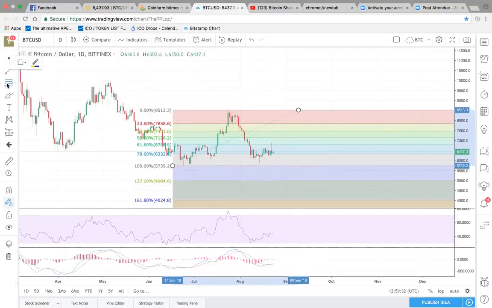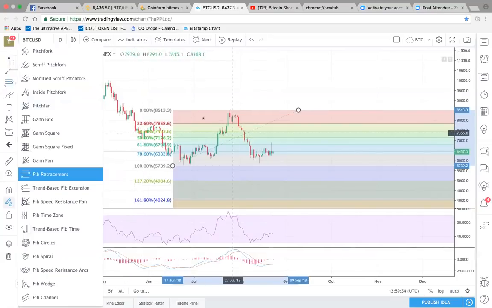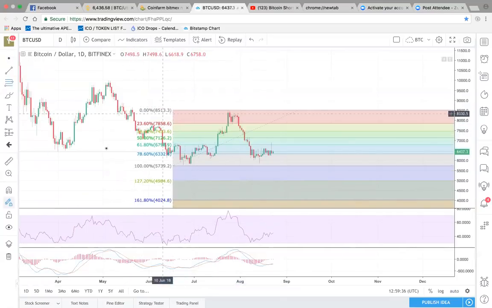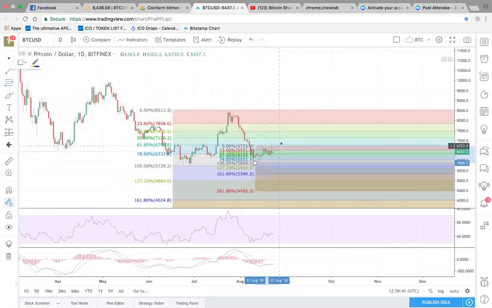Then let's take a look at the second one. Sorry, let's look at a confluence zone. So let's take this low over here to this high over here.